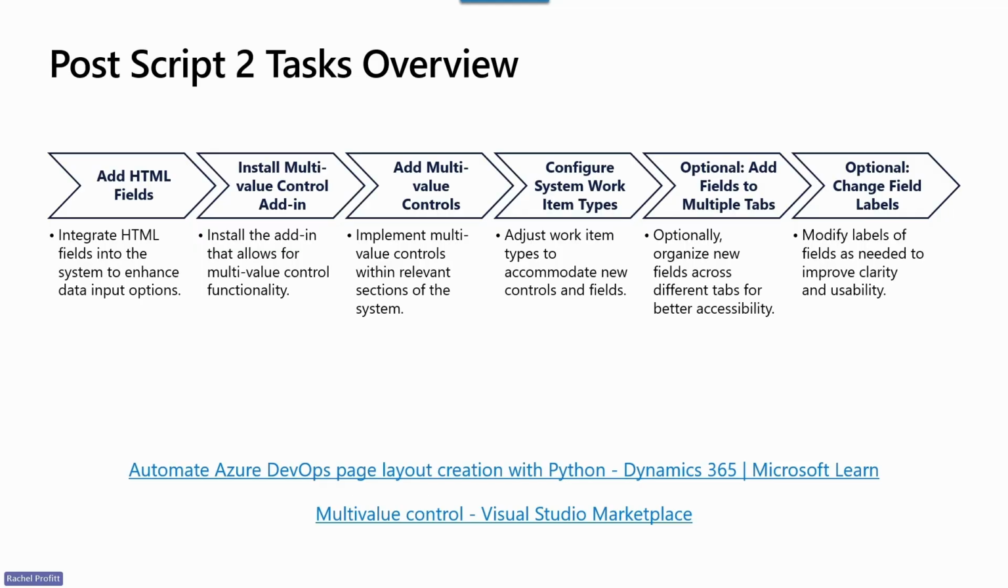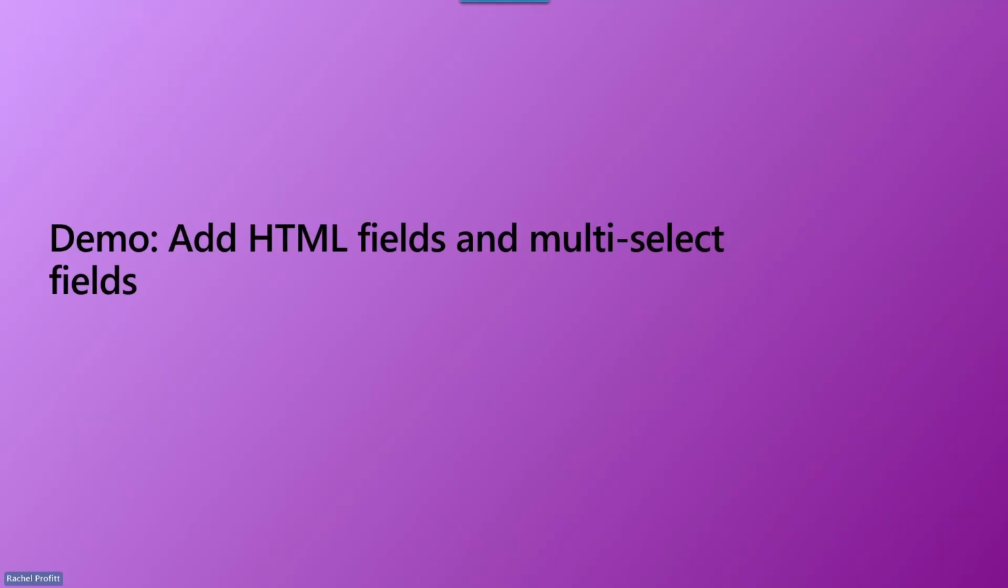So a few things there where you could add a couple of columns to multiple tabs just to make it more accessible and easy to use, and then a few of the labels that we recommend you update to make it easier for your users. So with that, I am going to switch over to my Azure DevOps project and do a demonstration for you.